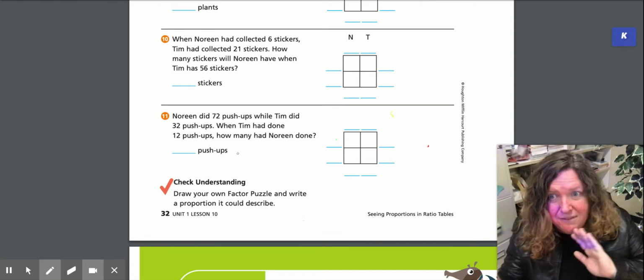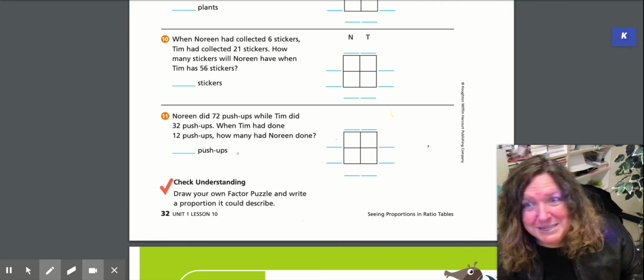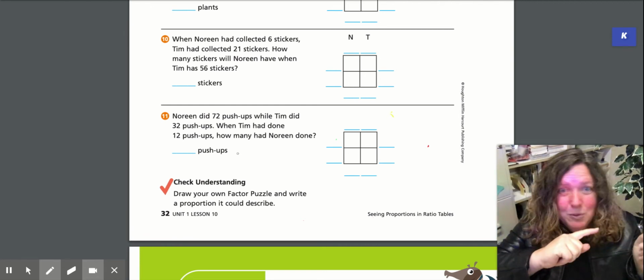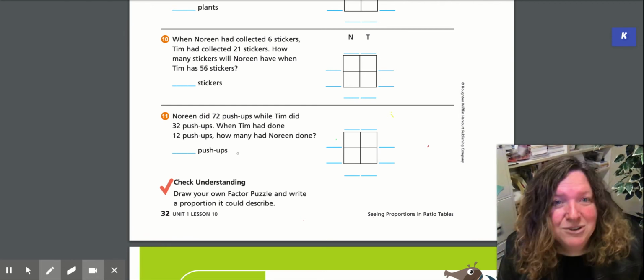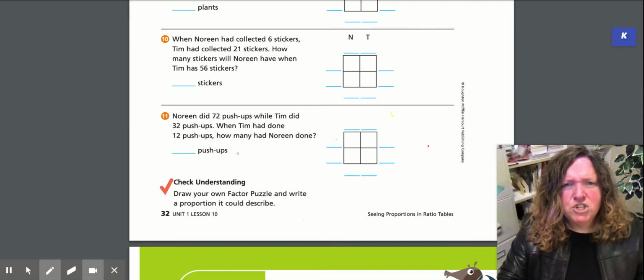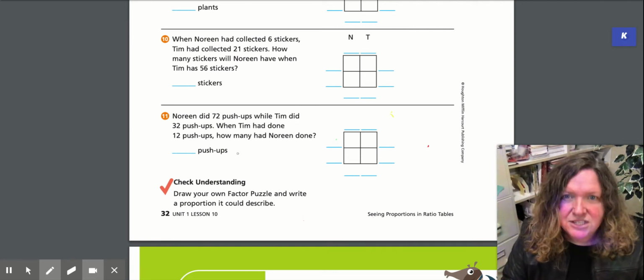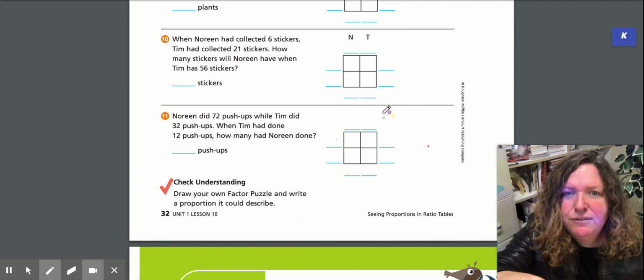So he's saving more money than she is. But holy cow, maybe the reason she's not making as much money is because she is working, getting herself buff and into shape. So she does 72 push-ups while he does 32. Here's a blank factor puzzle.